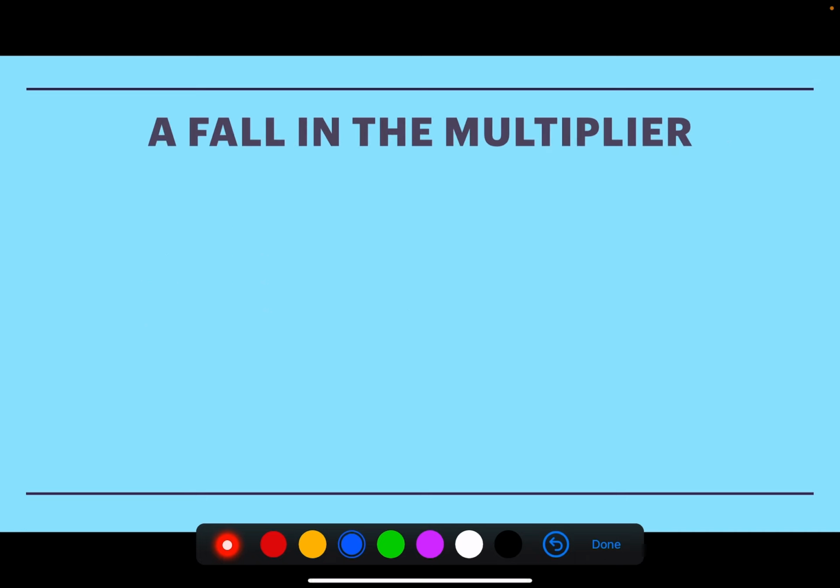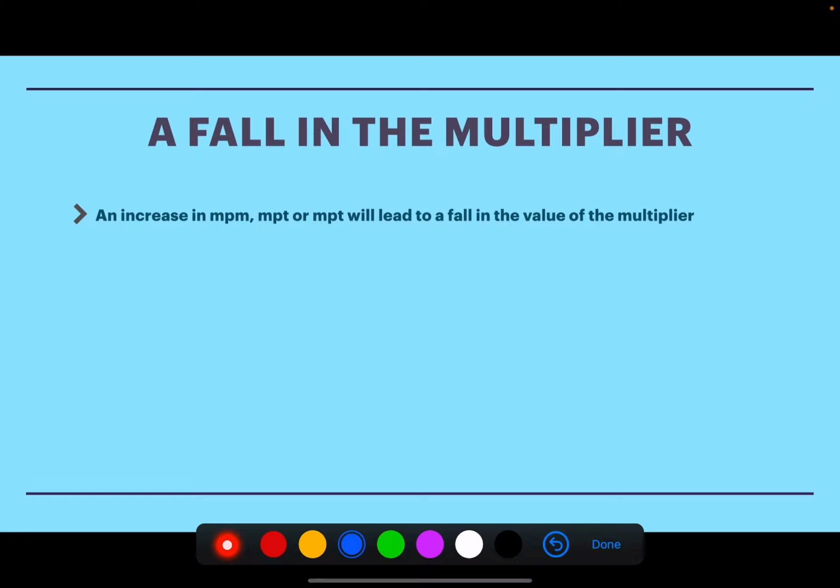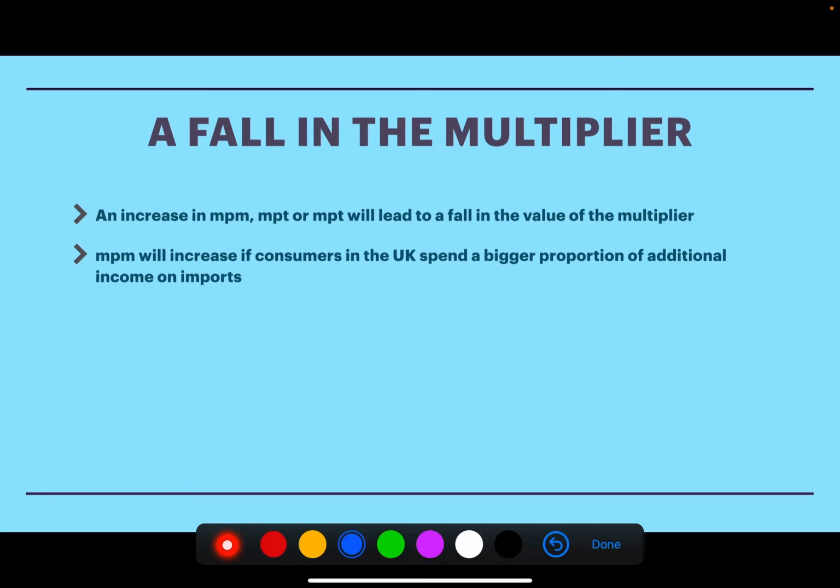So let's look at each of those three things in turn in the formula to see what might cause them to change and therefore have a knock-on effect on the multiplier. So any of those increasing is going to lead to a fall in the multiplier, as we said before. So let's look at MPM. If MPM increases, that means consumers are spending a bigger proportion of their additional income on imports.